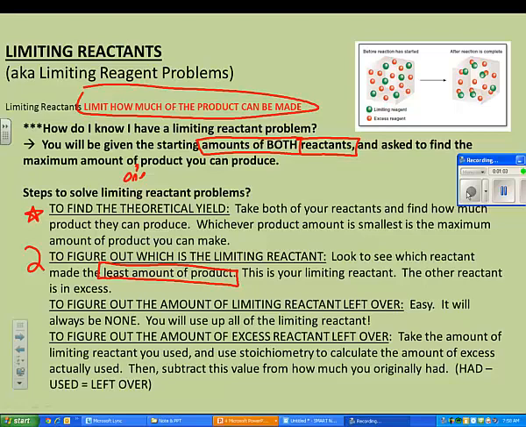Step 3, to figure out if the limiting reactant is left over, it will always be none. So you should really like those questions. There's never any of the limiting reactant left over because we used it all.